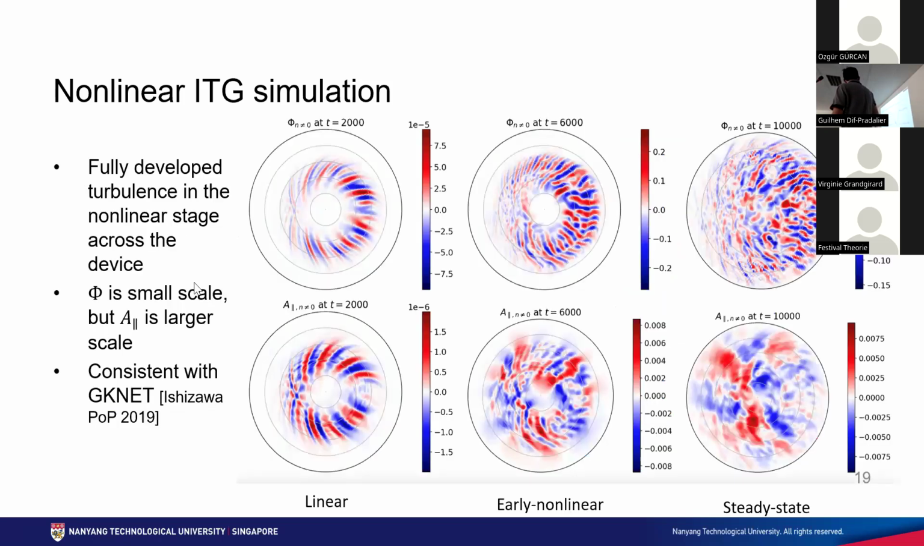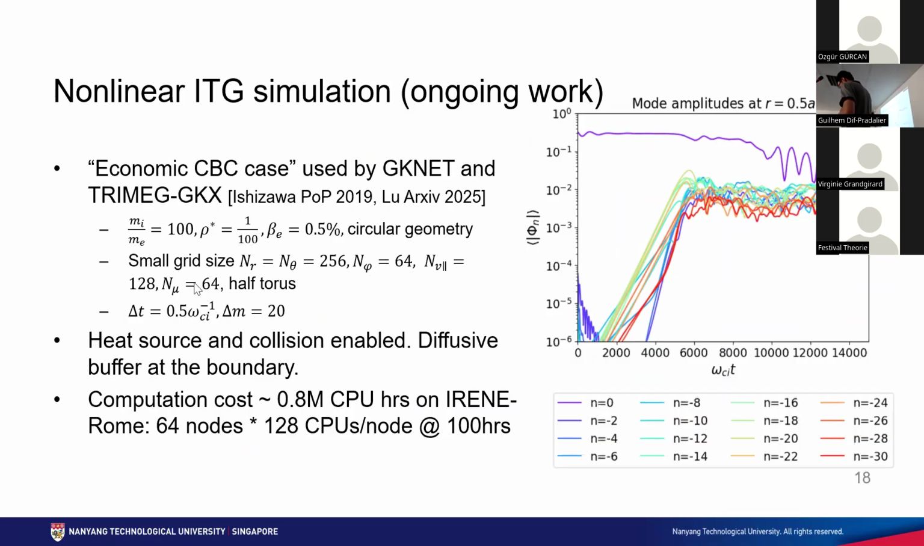So we have added heat sources and collisions, to be able to finish, and the diffusive buffer at the boundary. So the cost of this simulation is around 1 million CPU hours. On the right-hand side, we're showing the plot of phi for different n versus time. So you see that it grows and saturates at some point.